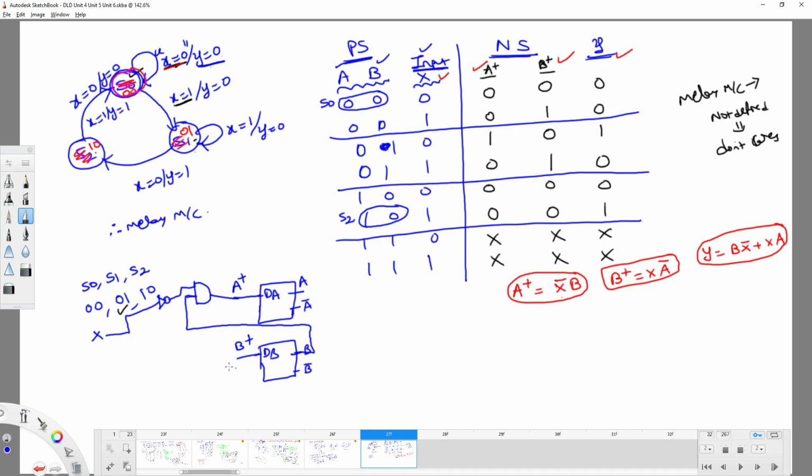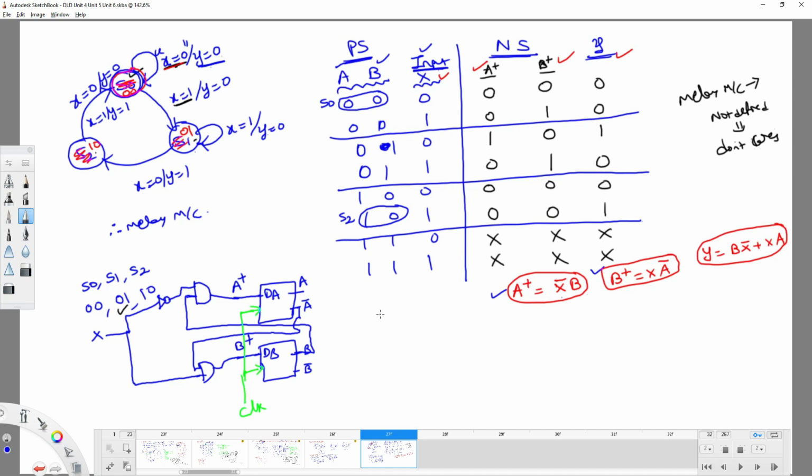And what about B plus? B plus you are going to get X A bar. X you are going to get, A bar is something like this, DB. This is B plus. Okay, you got A plus as well as B plus. But guys, you have to have the control line of these D flip-flops. So we can mention them like this for the clock. Yes, fine. What about Y? So you have to mention finally the output Y also.